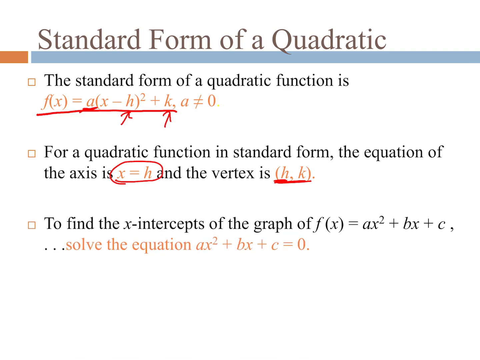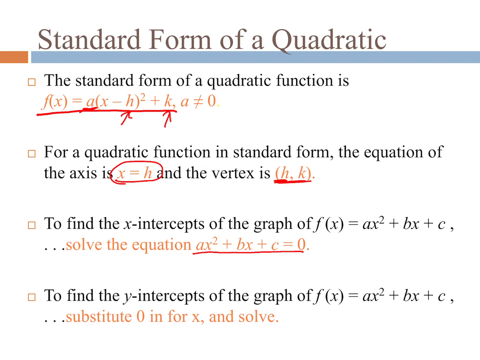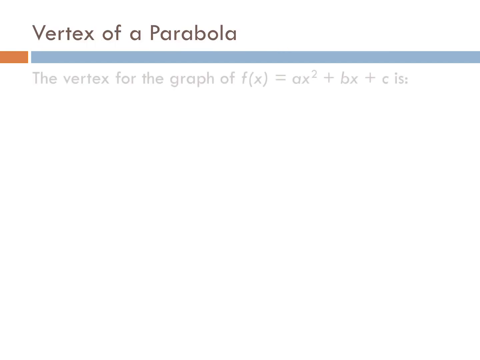To find x-intercepts, you'll either get them from the graph or you might have to solve the equation ax squared plus bx plus c, set it equal to 0 and solve. Then you'll be asked to find y-intercepts, and here you just let x be 0 everywhere and then solve. So your y-intercept is actually always whatever this c value is.